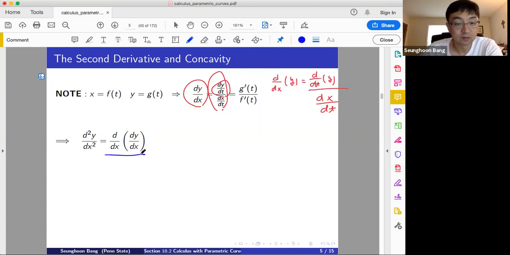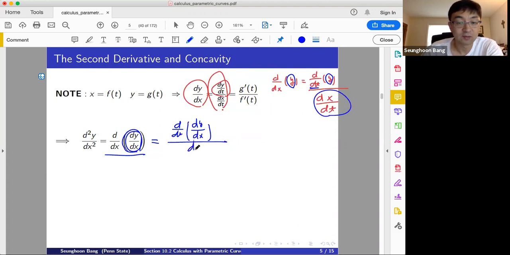What is this one? You can plug dy over dx into y. You plug into here, plug into here. That's it. That's the whole idea. So we have d over dt of dy over dx, over dx over dt, keep this one. This is dt, dx over dt. So that's it. This is exactly the second derivative.